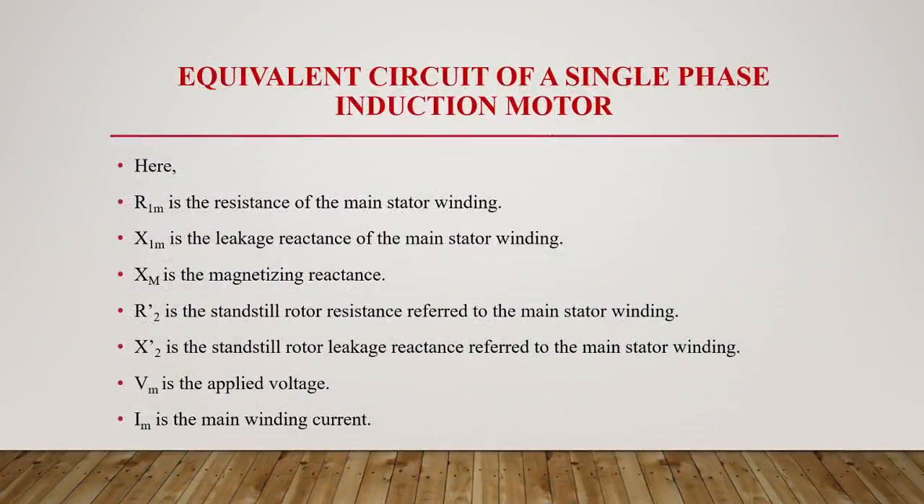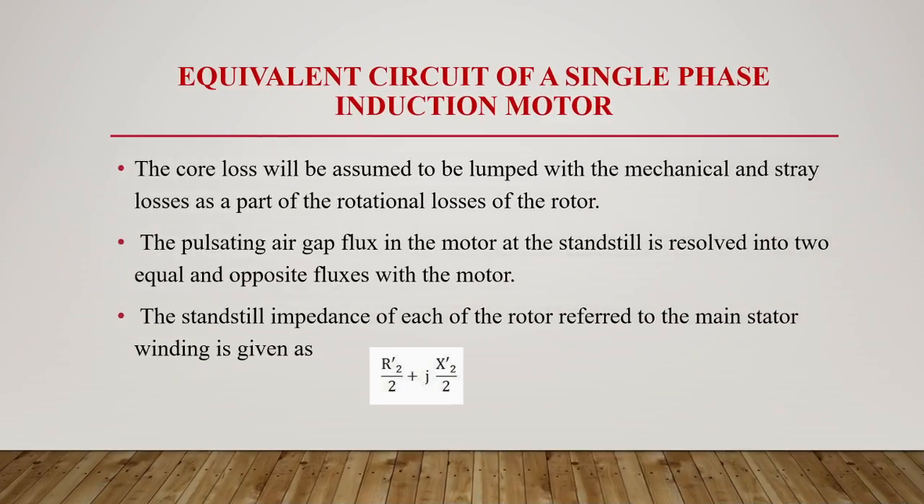Then what is RM1? RM1 is representing the resistance of main stator winding. X1 is the leakage reactance of main stator winding. XM is the magnetizing reactance. R2 dash is the standstill rotor resistance referred to main stator winding. X2 dash is the standstill rotor leakage reactance referred to main stator winding. VM is applied voltage and IM is the main winding current.